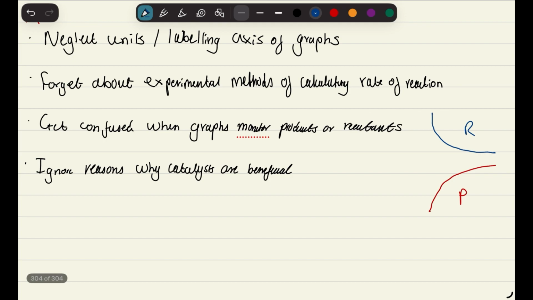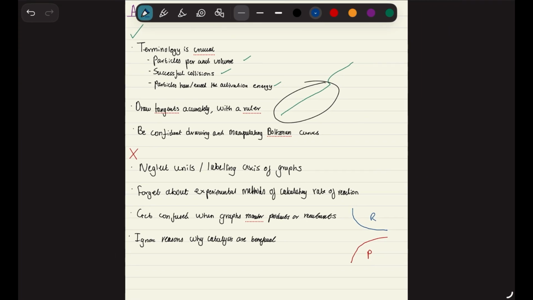And then catalysts are beneficial for a lot of reasons. Can be saving money because of less energy demand, can be less emission of carbon dioxide or fossil fuels. Just make sure that you're relating it to the question, obviously. But make sure that you do know a couple of reasons why.